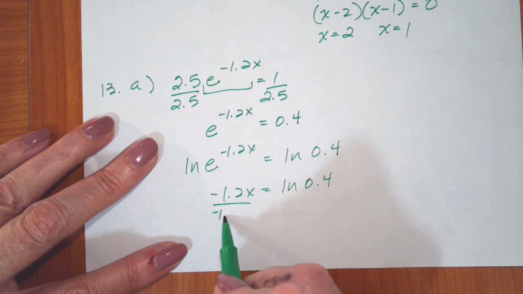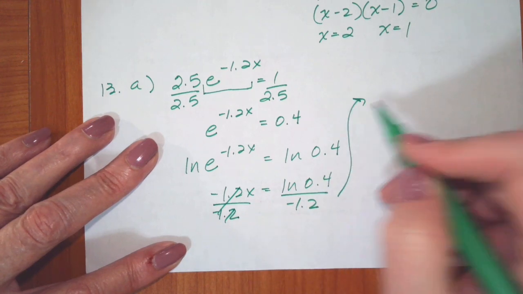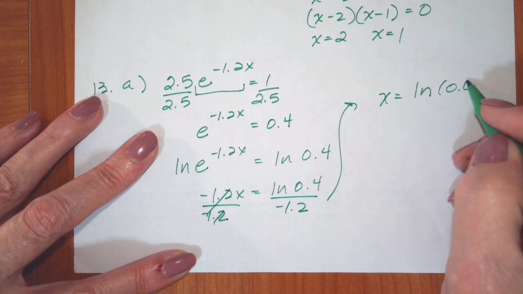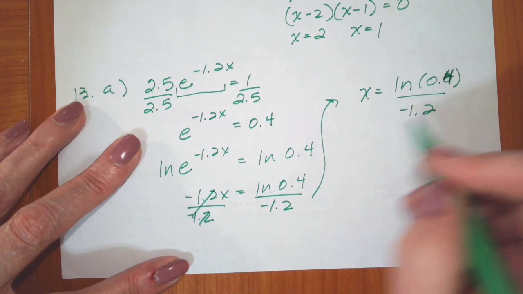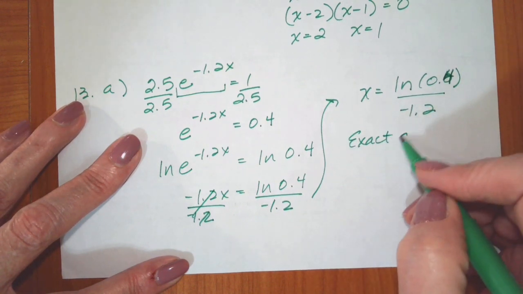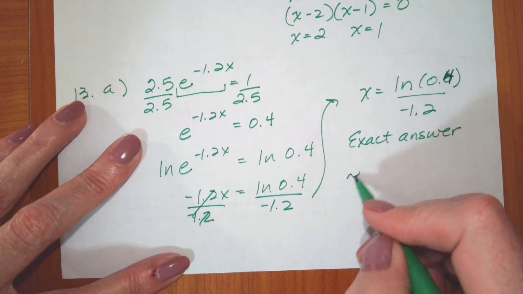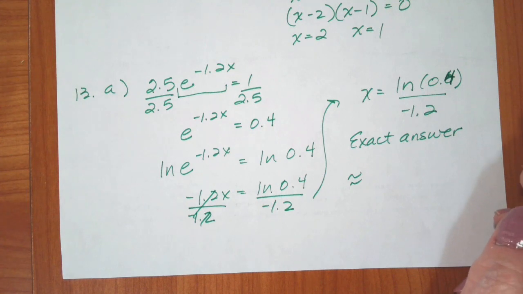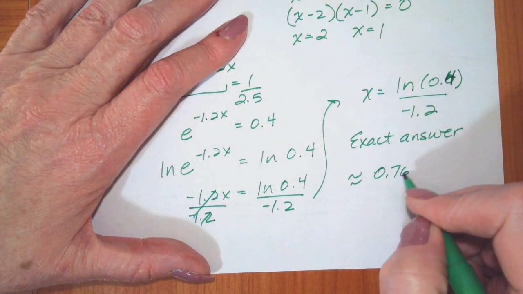To get x by itself, I divide by negative 1.2, and I get x is equal to the natural log of 0.4, divided by negative 1.2. Whoops, I added too many zeros in there. This is your exact answer. So to find the approximation, you just plug this in your calculator. And again, to save time, the answer is 0.7636.